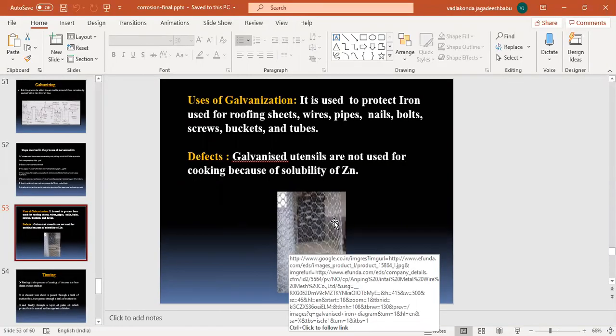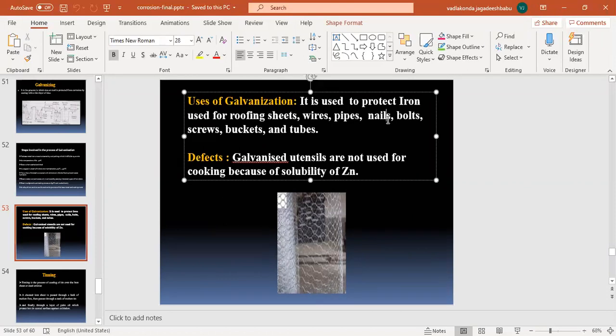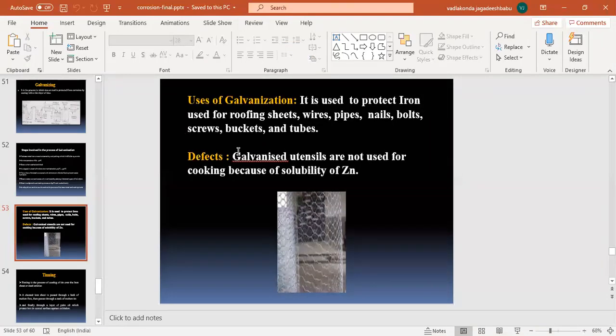The sheets used in the galvanization process are applied as roofing sheets, and in wires, cables, pipes, nails, nuts, bolts, buckets and tubes. All these iron materials have an ash color coating on them, which is nothing but the coating of zinc on the iron or steel made by galvanization.